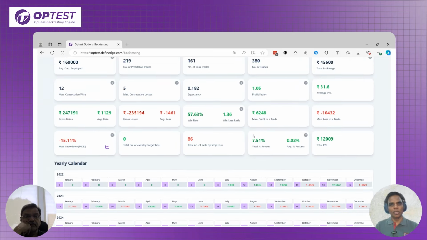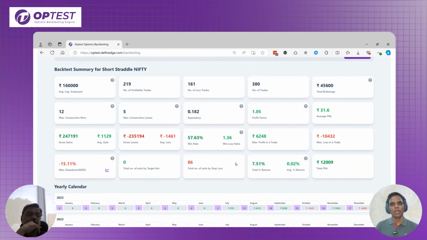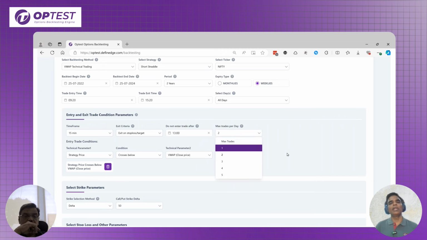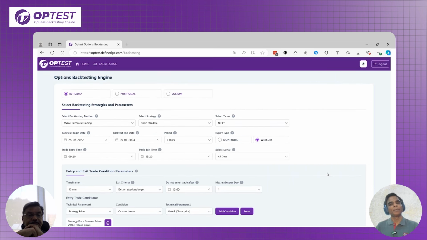So here also not much, but at least it has a positive expectancy. Better than earlier. So maybe you can tweak around and see what other better criteria might be for entering the VWAP trade. Maybe you have to change the time frame. Maybe you have to change something else. Maybe you should not enter more than one trade. It could be different criteria. So even I don't know, we are only suggesting. It is completely up to the user's choice. Maybe it doesn't work in intraday. So we don't know.